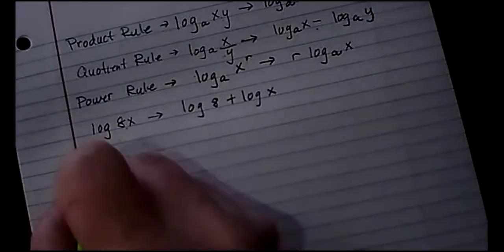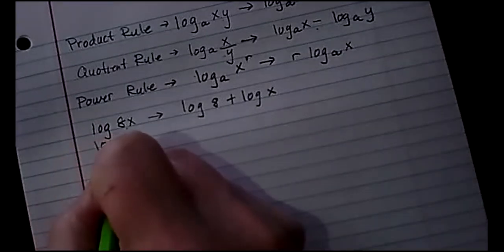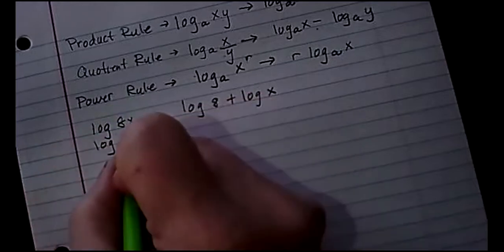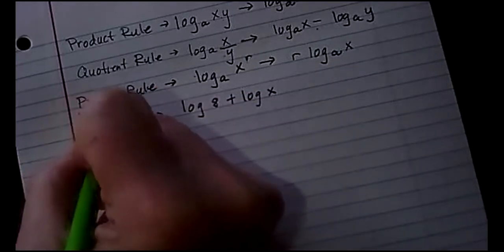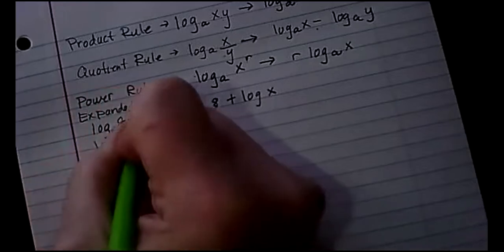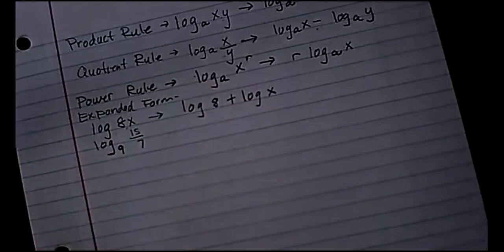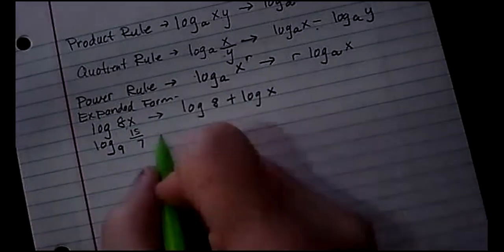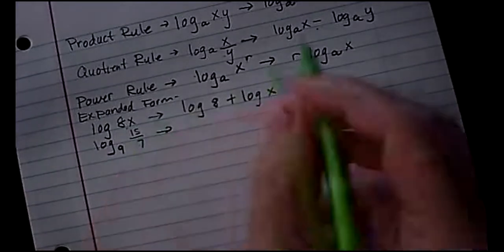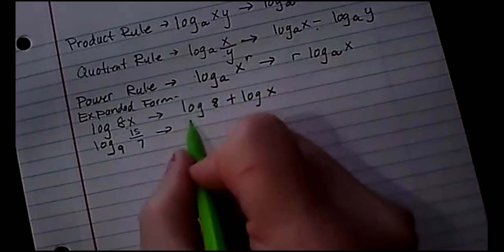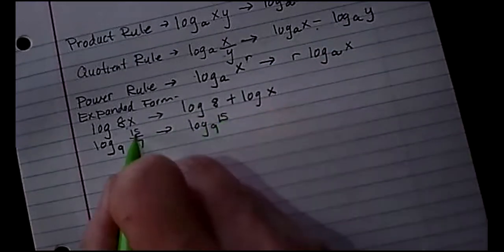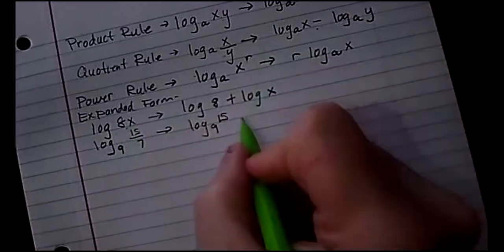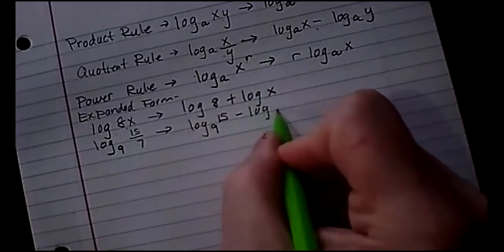All right, what about this? Let's say we have log base 9 of 15/7, and we are putting these in expanded form. Notice this is a quotient, so that means we're going to use subtraction. So log base 9 of 15, remember the numerator goes first, that is important, minus the log base 9 of 7.